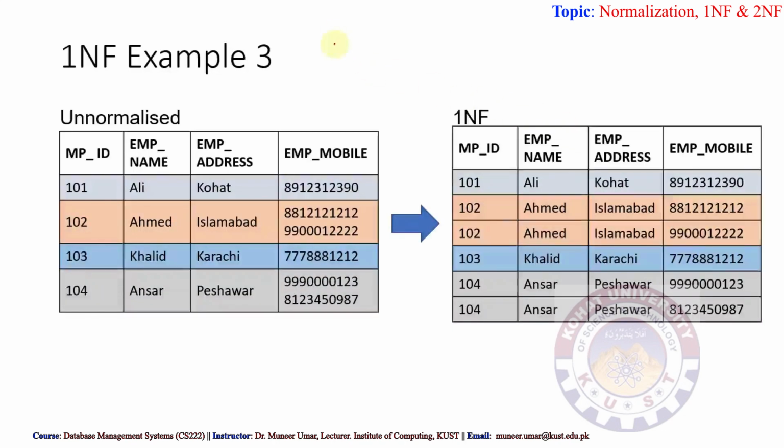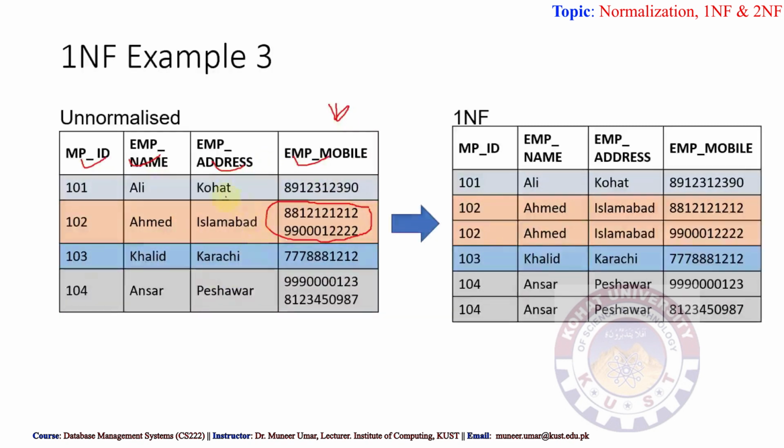Then we have example number 3. Here we have some data about the employee. We have employee ID, employee name, address, and employee mobile. Now if you look into the mobile attribute or this column, we have multiple values here. So this table is now unnormalized.